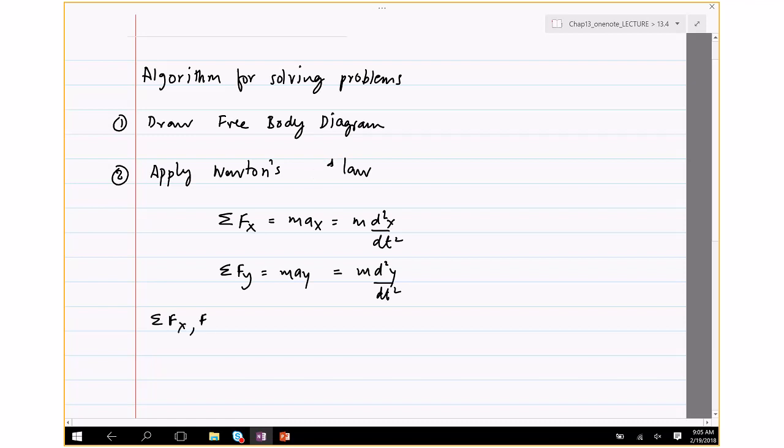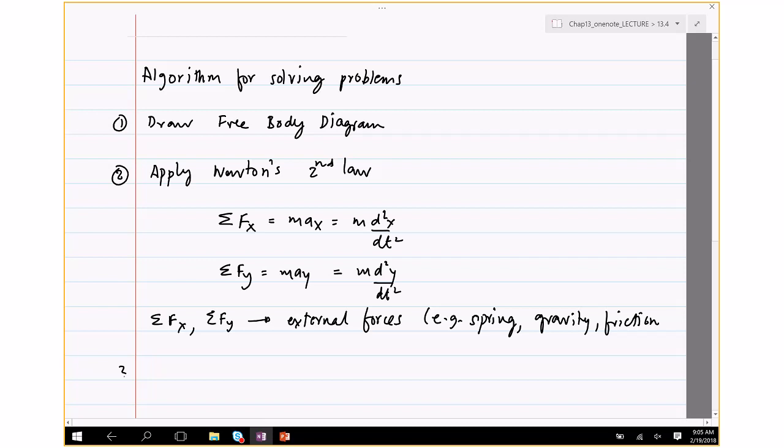Wouldn't that be the second law? Good point, second law. Fx, Fy are external forces. Examples would be spring, gravity, friction, and so on.